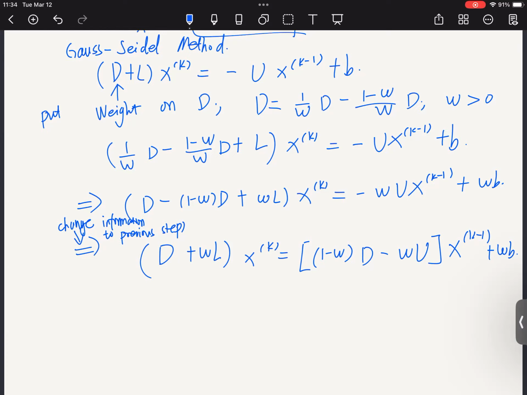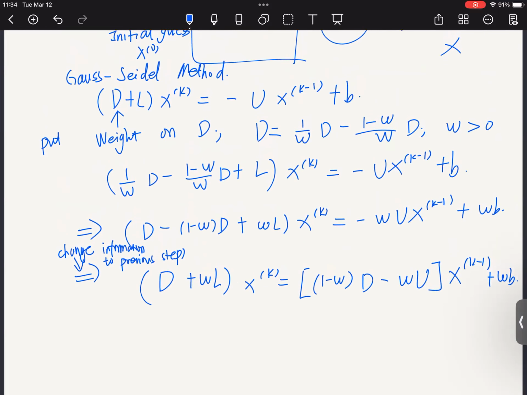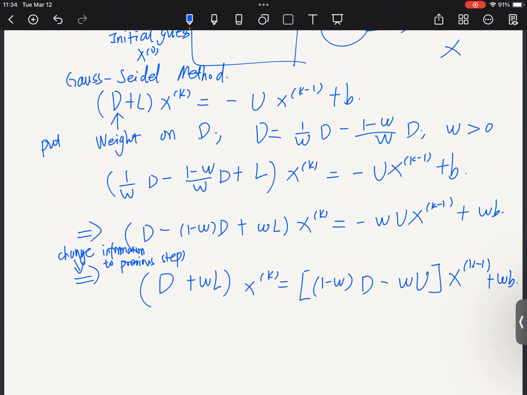And now let's solve for the xk. Originally all the diagonal part information is from the xk. But now I put part of the diagonal times the vectors to be the previous step information. So now let's solve for xk and take a look at the matrix format, and that's our SOR method's matrix format.